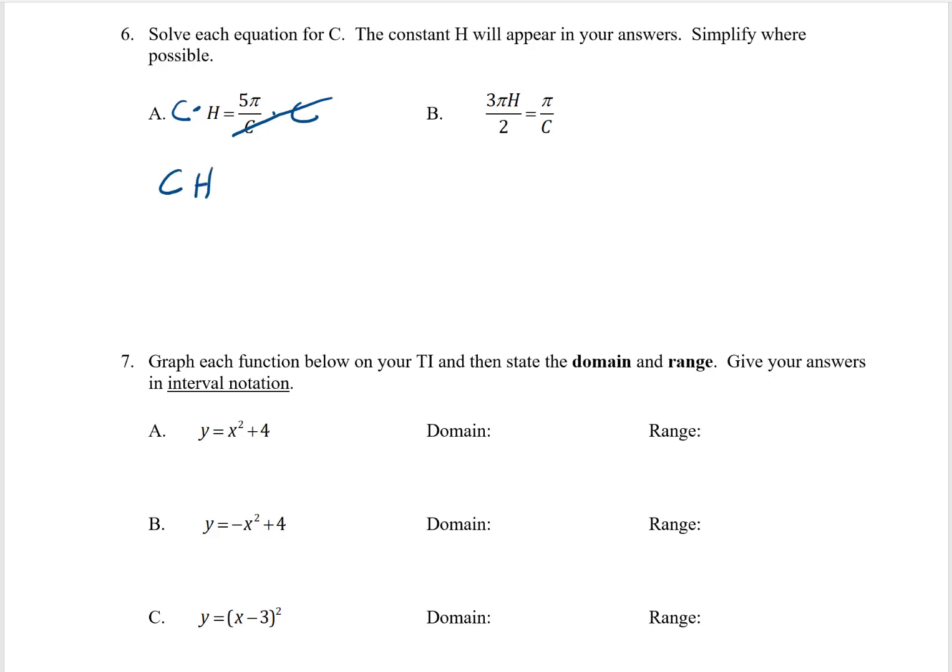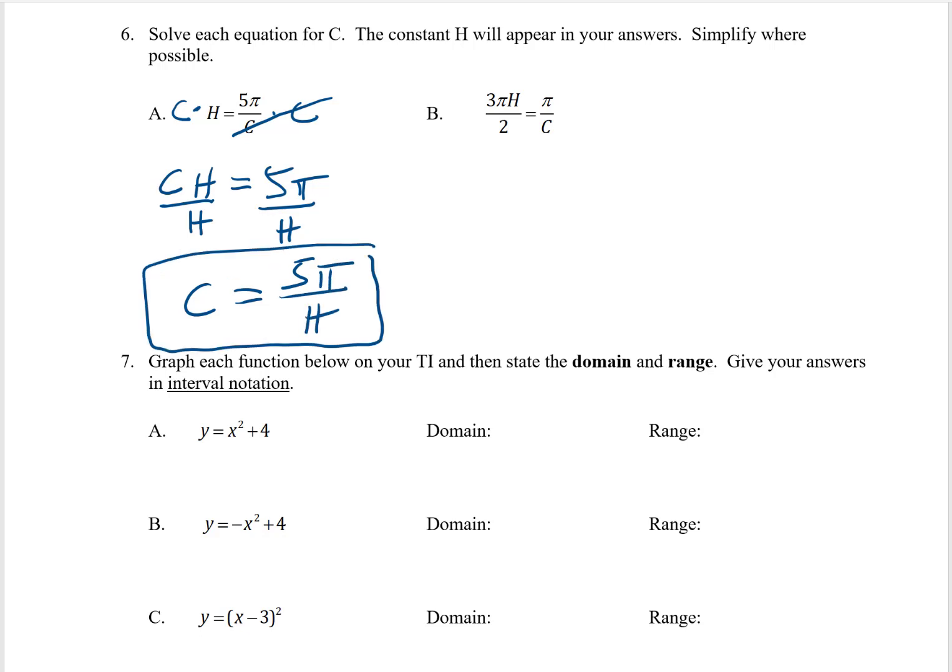I now have c times h equals 5 pi, and I can get the c by itself by just dividing both sides by h, and I'm done. I have c equals 5 pi over h. The second example is a little more complicated.